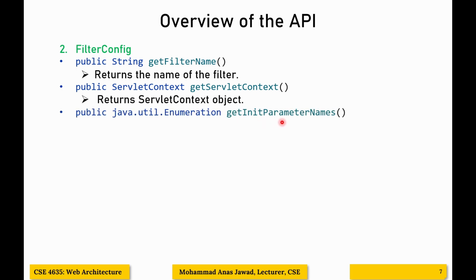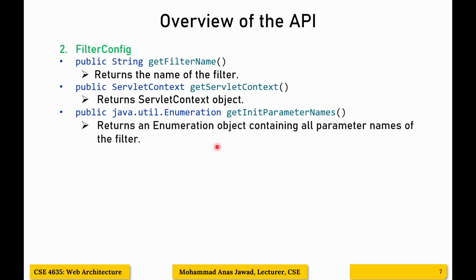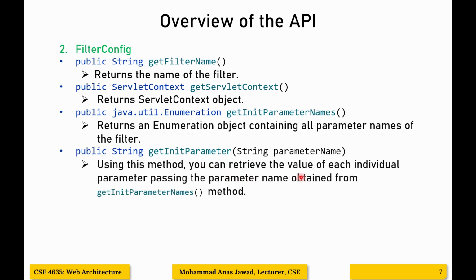Next, we have the getInitParameterNames method, and this method is used to return an enumeration object which contains all the parameter names that the developer has defined for the filter. Finally, we have the getInitParameter method, which is used to get the value for all the individual parameters that have been defined for this filter. All right.